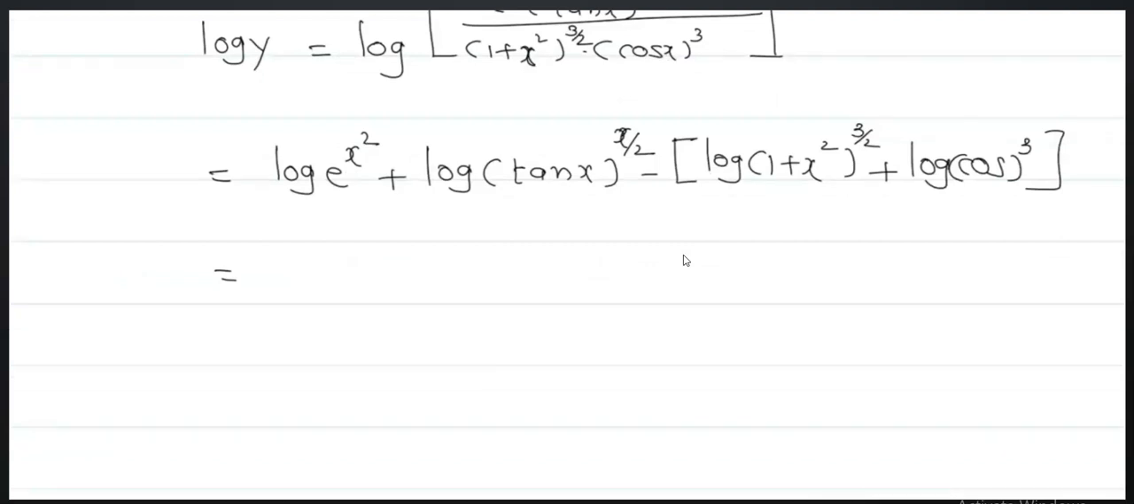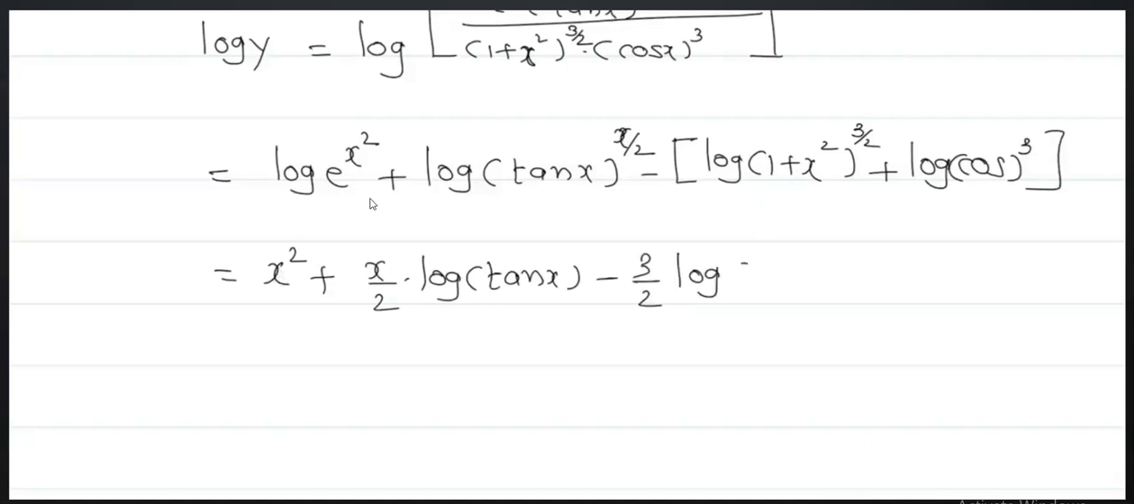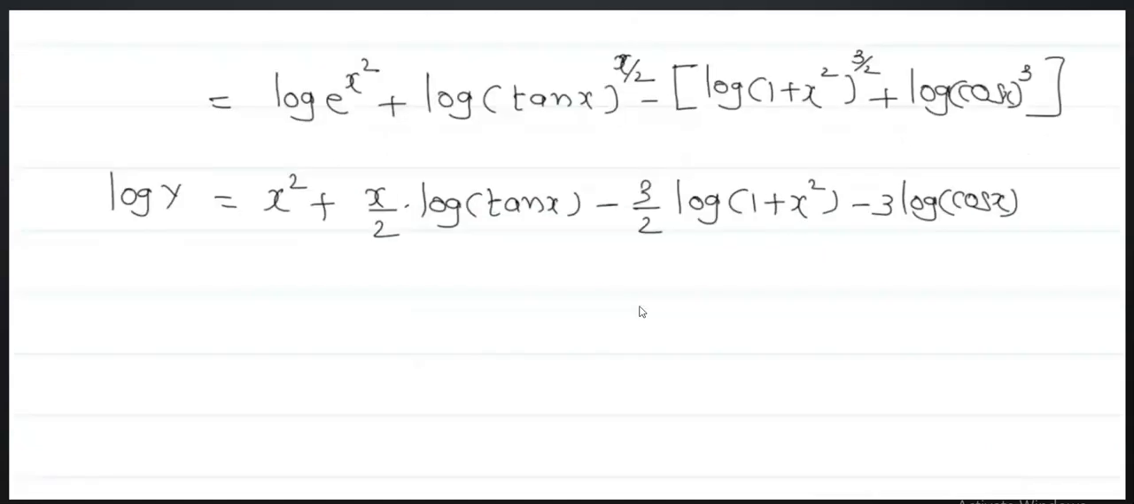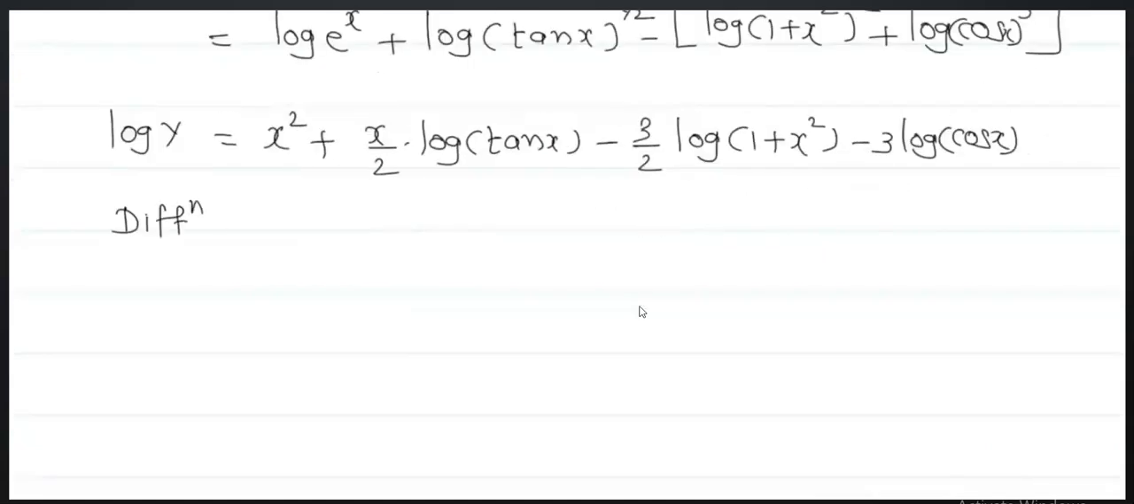I forgot to write the raised. Now this is the log of e raised to x square, where log of e to the base e is 1, plus x upon 2 log of tan of x minus 3 by 2 log of 1 plus x square minus 3 log of cos x. Now differentiate with respect to x.